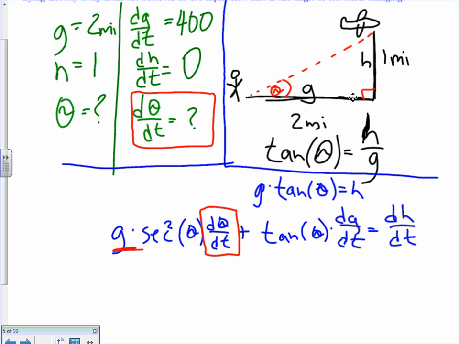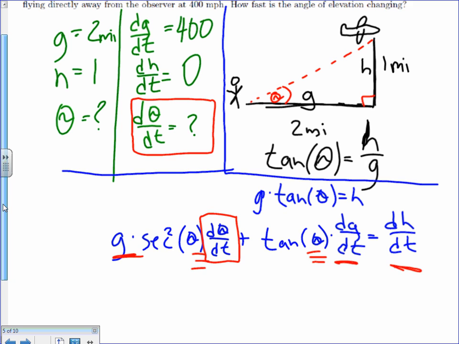Theta, I don't have a theta. Another theta here, I still don't have a theta. dg/dt, I've got a value for that. dh/dt, I do have a value for that. So the only thing we're missing is a value for theta. I did this in the last video, triple underline that. I'm missing that one. I need to figure it out.